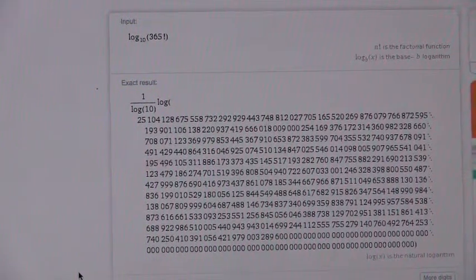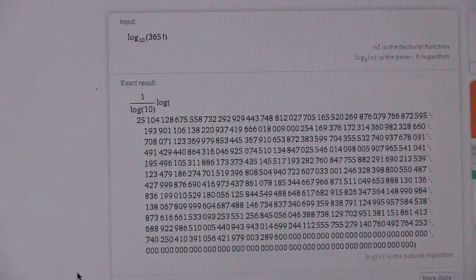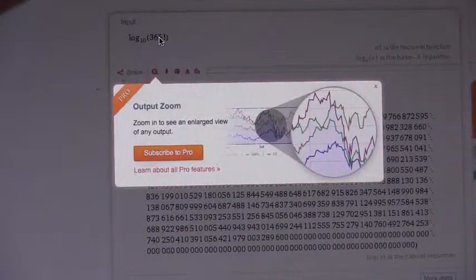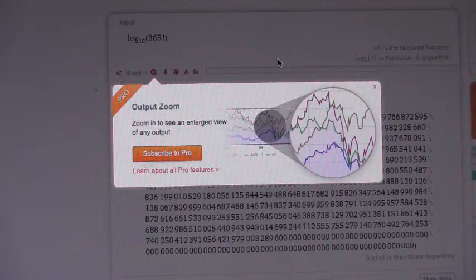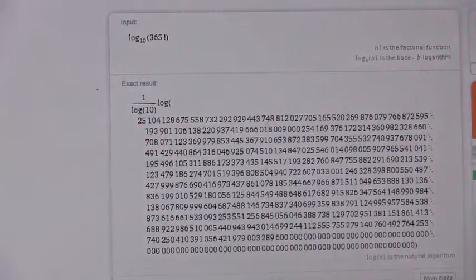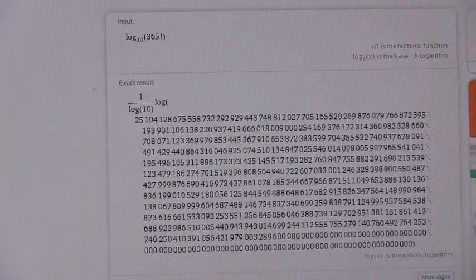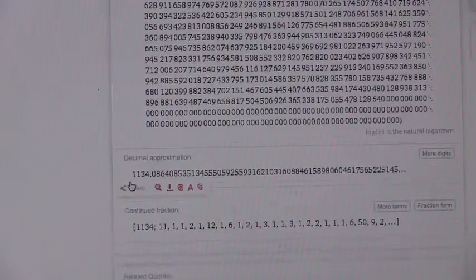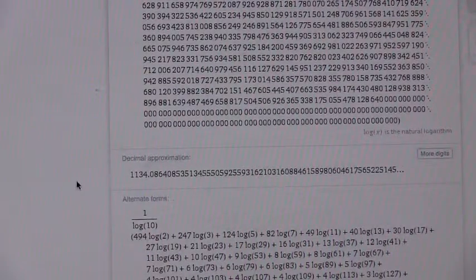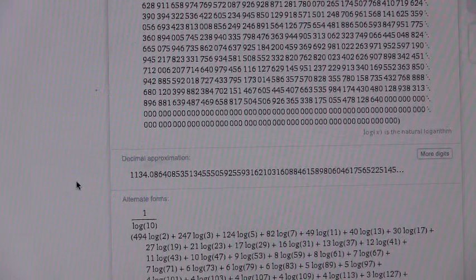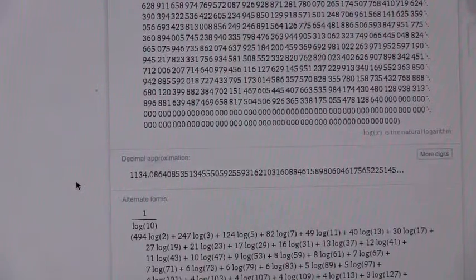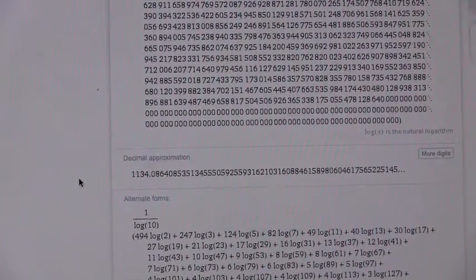What about one that's larger than 365? Maybe 500 factorial. I wonder if it can take that. This should be huge. Whoa! So there's a gigantic number, but a simpler way just to see it is that it has 1,135 digits. So that's a huge number.